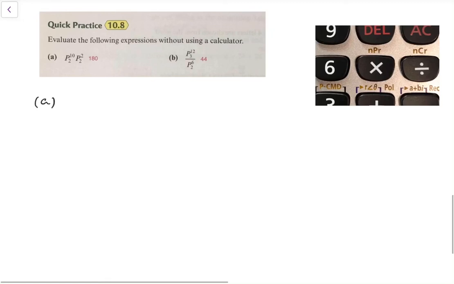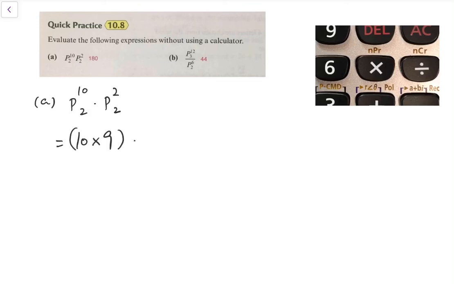Now let's do two parts in quick practice 10.8. In real practice, usually we just count the numbers instead of using n factorial over n minus r factorial. So 10P2, we get 10 times 9. And then 2P2, we start from 2, and then we get 2 numbers. Then it is 180.